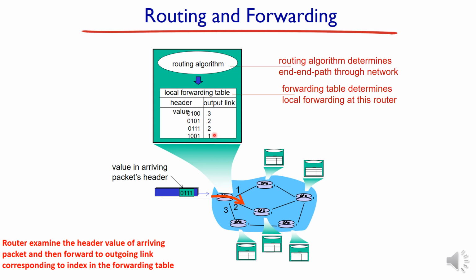But the forwarding table is updated by the routing algorithm. The routing algorithm determines the end-to-end path through the network, whereas the forwarding table determines the local forwarding, as this is done in the routers. So these are the two activities performed in the routers. And we will study other activities in detail in the coming videos.